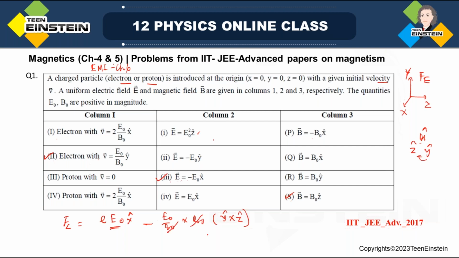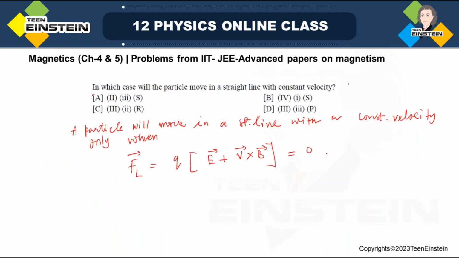Therefore, this B0 will go away. This is E0, and here E will be there. This is along X cap, and YZ will give you positive X cap, so it will ultimately give you 0. So this is our Lorentz force, and we get the Lorentz force to be 0. It is a null vector. So the Lorentz force is becoming 0 for the first combination itself.